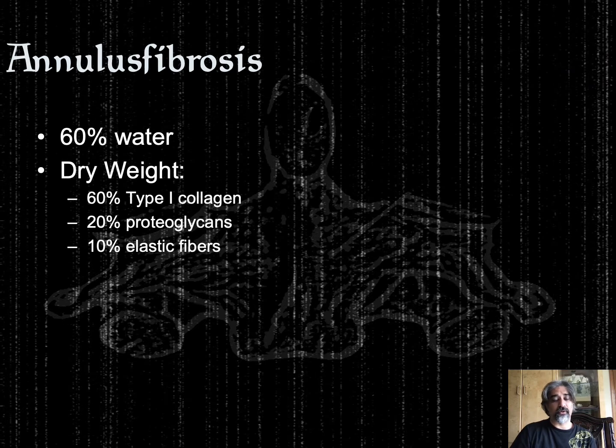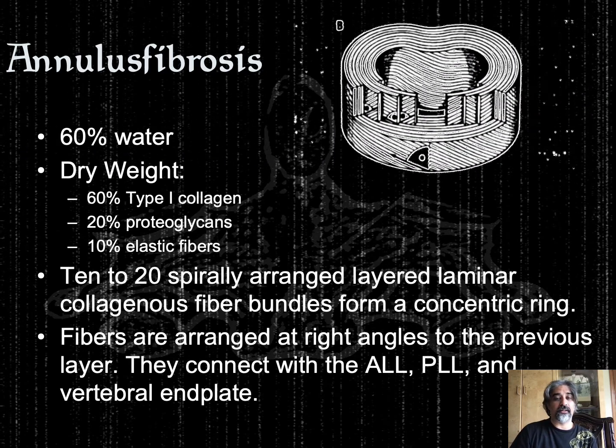So the annulus fibrosus is, believe it or not, mostly water, but the dry weight is mostly type 1 collagen. It's 10 to 20 spirally arranged layered laminae of collagen bundles. By doing it this way, with the fibers arranged at right angles, it makes it stronger, and they connect with the different ligaments in the front and the back.